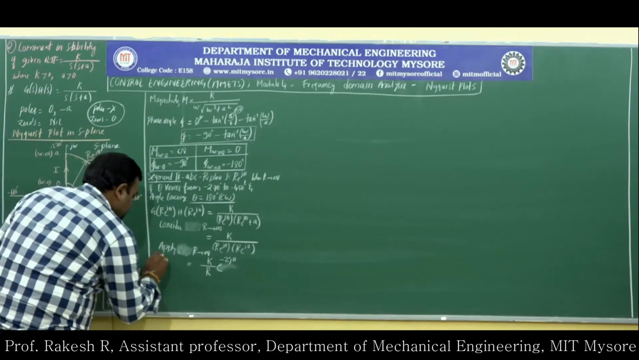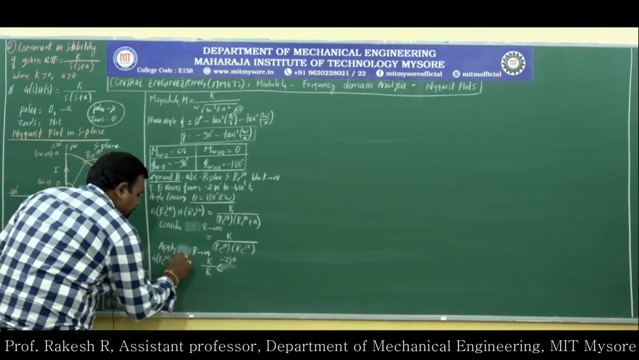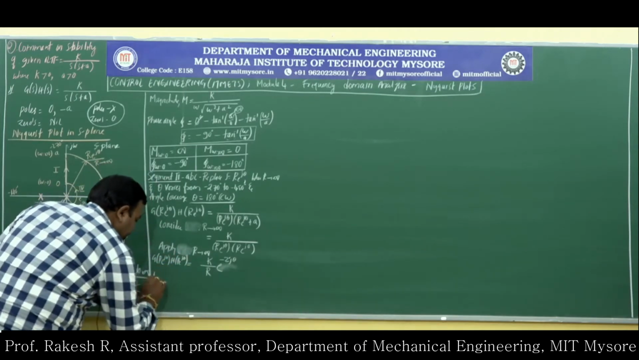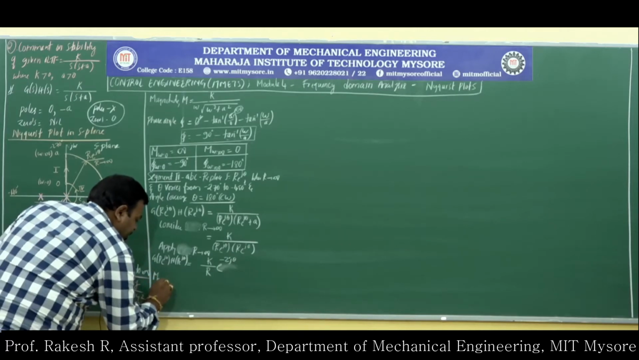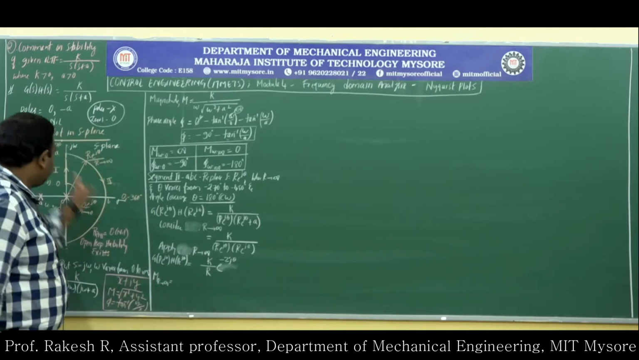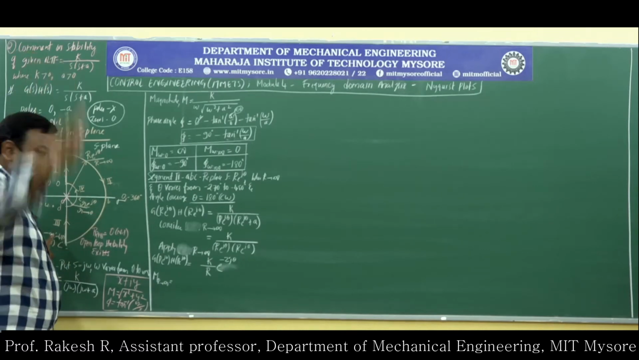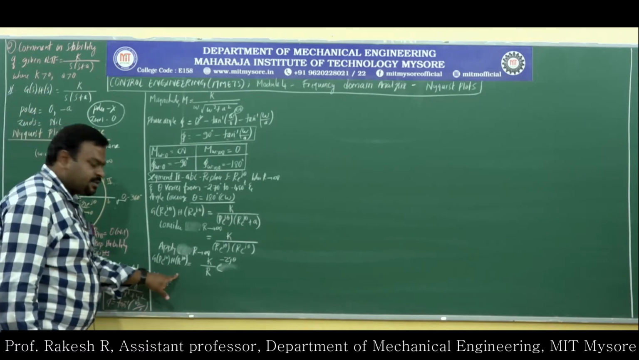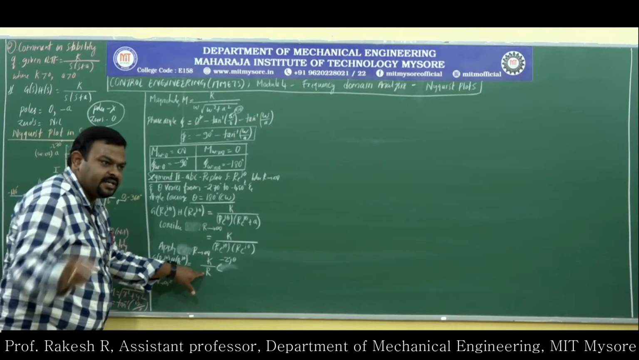So this is G of R e to the power of j theta, H of R e to the power of j theta, and what is the magnitude? Magnitude at R tends to infinity. Here R is at infinity, you will be searching at infinity. Magnitude at R tends to infinity is, anything by infinity is 0.